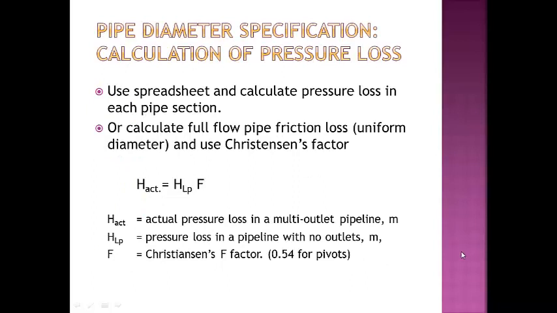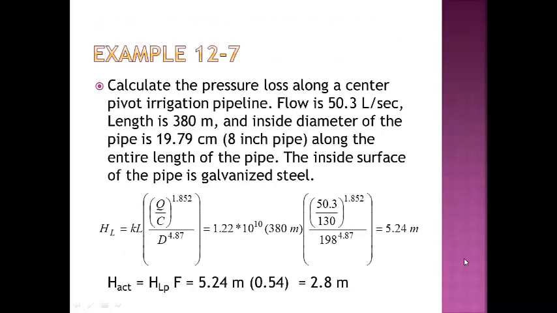Well, the pipe calculation with a center pivot can be made much easier by just calculating the flow rate through the entire pivot and then just multiplying by a factor, rather than calculating flow rate from sprinkler to sprinkler. You can just assume that the flow is going through the entire pivot and then multiply by a factor. So for example, if we had a pivot with a flow rate of 50.3 liters per second and a pipe diameter of 19.79 centimeters and a length of 380 meters, we could calculate the pressure drop.